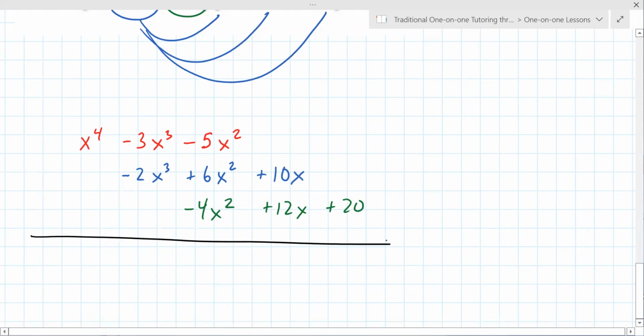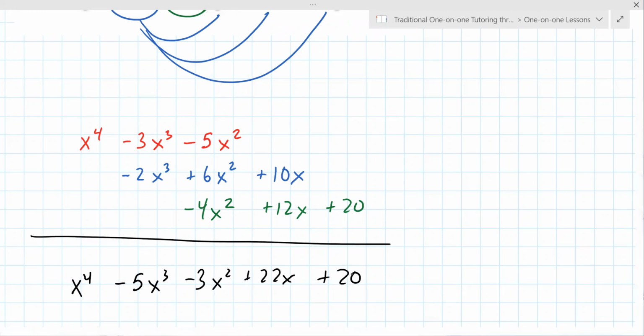But what this allows you to do, more importantly, is it's like when I show 7 and 8-year-olds how to add, we add vertically, and that's why this method is preferred, because you're just going vertical now with your adding. Okay, so it's minus 5x squared plus 6x squared minus 4x squared is minus 3x squared plus 22x plus 20. You do not have to use this approach, but this is recommended. I would do it this way.